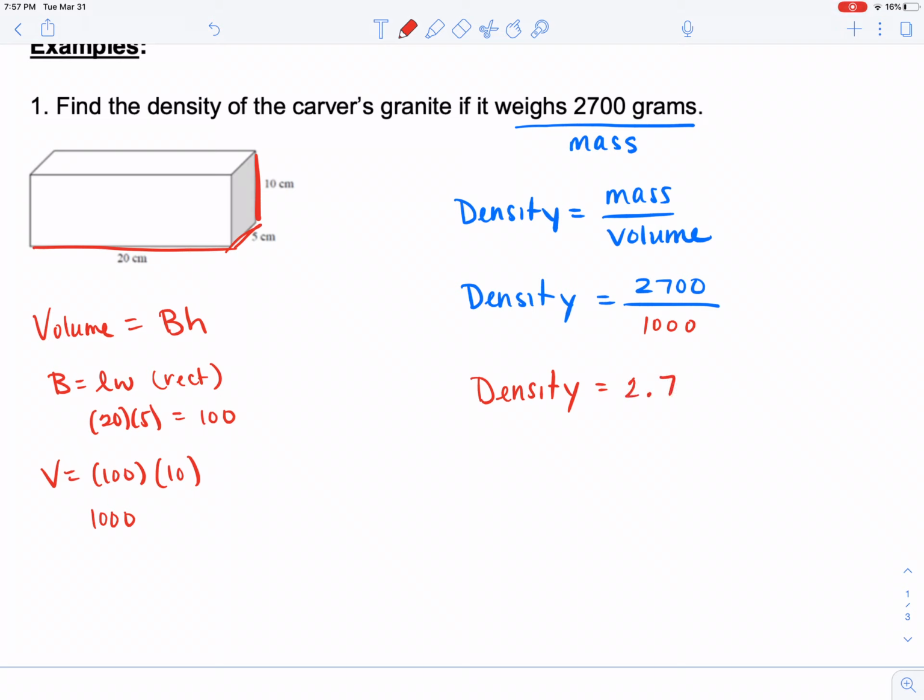And usually you don't need to know units, but I want you to understand that the units for the mass is in grams. Since the dimensions for the rectangular prism are centimeters, the volume is cubic centimeters or centimeters cubed. So it's grams per centimeters cubed. How many grams each cubic centimeter of the object is determines its density.